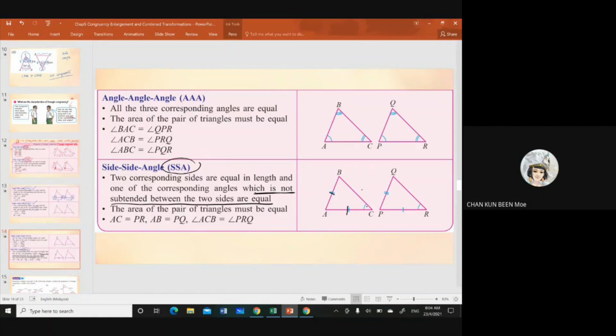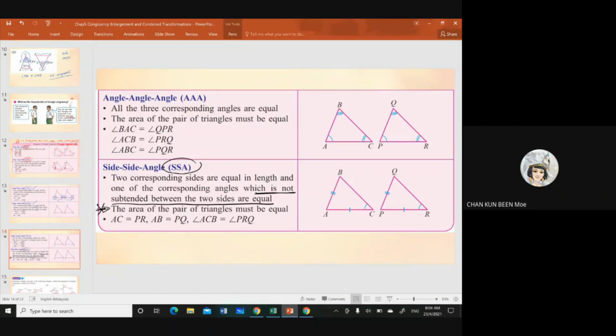So we can go this way. You also can go this way. To get the side, side, angle, it can be like this: side, side, angle. Okay, there are many ways. You just remember it follows the sequence side, side, angle. So the area of the pair of triangles must be equal for this situation. It's a bit different for this one. The area must be equal, only then you can say that they are congruent. Okay, with the condition of the corresponding side AC equal to PR, AB equal to PQ, and angle ACB, this one, equal to angle PRQ.